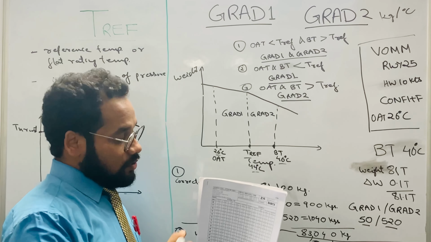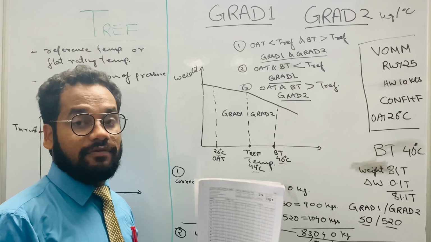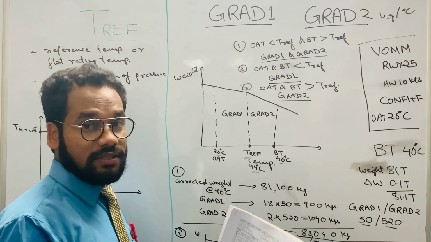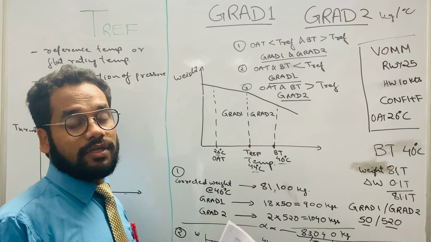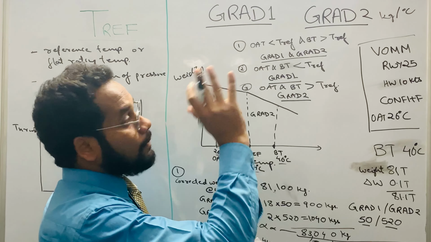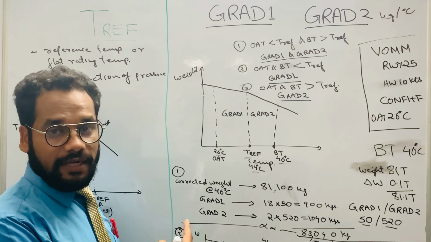Okay, so you have to extrapolate, and then if you do that, unnecessary weight penalties are avoided, especially due to MEL. If you don't do these corrections, then too many weight penalties will be there. So in order to avoid the unnecessary weight penalties, you have to apply the grad corrections. I hope you are clear on why you should apply grad correction.